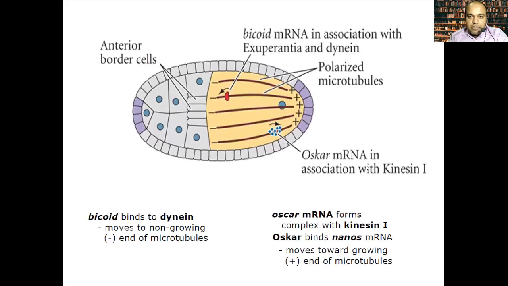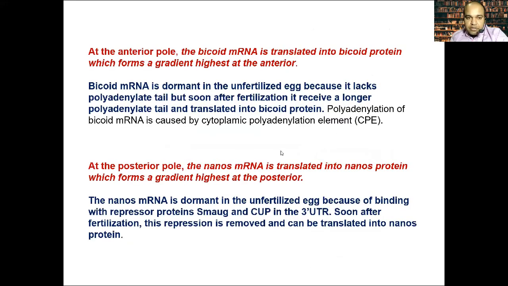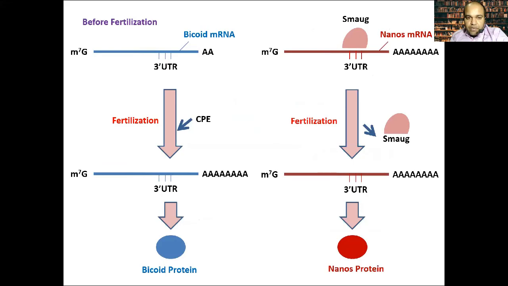So what we have is bicoid mRNA in association with dynein proteins accumulating towards the anterior side. Oscar mRNA has been accumulated towards the posterior side. So bicoid binds to dynein, moves on a non-growing minus end of the microtubule, and Oscar is going to bind with kinesin. Oscar binds with nanos mRNA and moves towards the growing plus end of the microtubule. Okay, this is the concentration gradient that is going to be produced. So this is what we have seen.